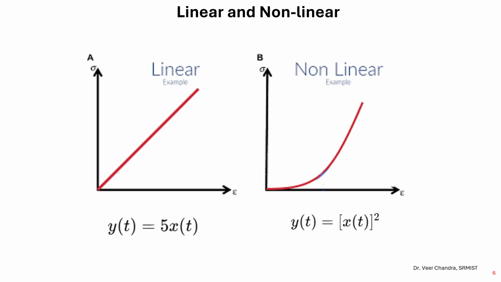So how will you identify whether a system is linear or non-linear from the graph? If it is linear, it has a straight line. For example, y(t) is equal to 5 of x(t) is an example of a linear system, while y(t) equal to x(t) square, parabolic, or cubic are all examples of non-linear functions.